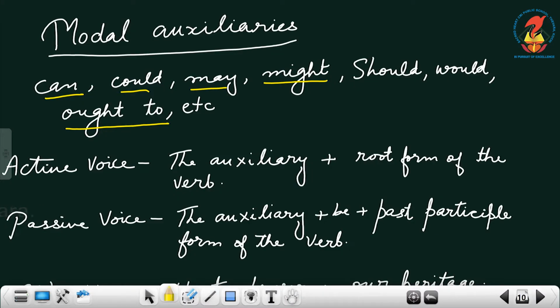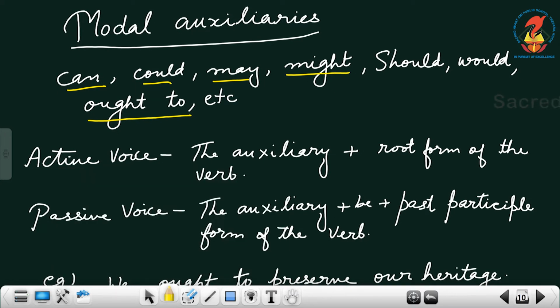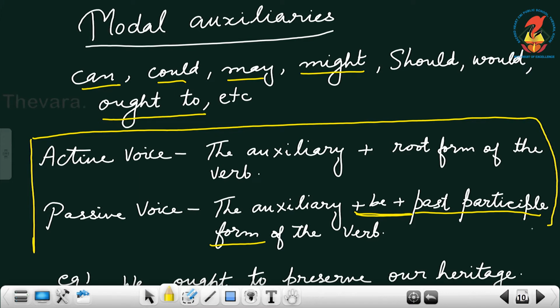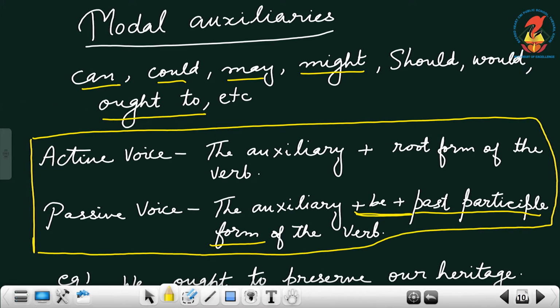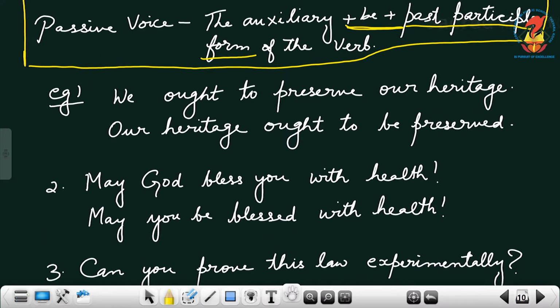Let's see some examples. When you convert a modal auxiliary sentence from active voice to passive voice, children, an active voice auxiliary verb, that is the helping verb, plus the root form of the verb is taken. In passive voice, we use an extra word, that is be. Auxiliary is taken, be, and again as usual the past participle form of the verb. You should be knowing this. Let's see some examples, then maybe you will understand it in a better way. You should know these rules, children. Okay? So I told you, you add an extra word be here, isn't it?